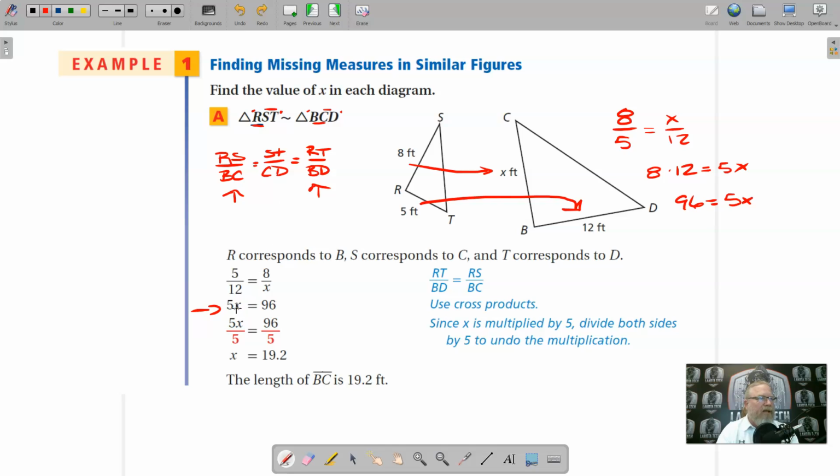So 5 times X is 5X, 12 times 8 is 96. Now let's go ahead and divide both sides by 5. The 5's would cancel each other, leaving us with just the X here. And 96 divided by 5 is 19.2. So the length of BC is 19.2.